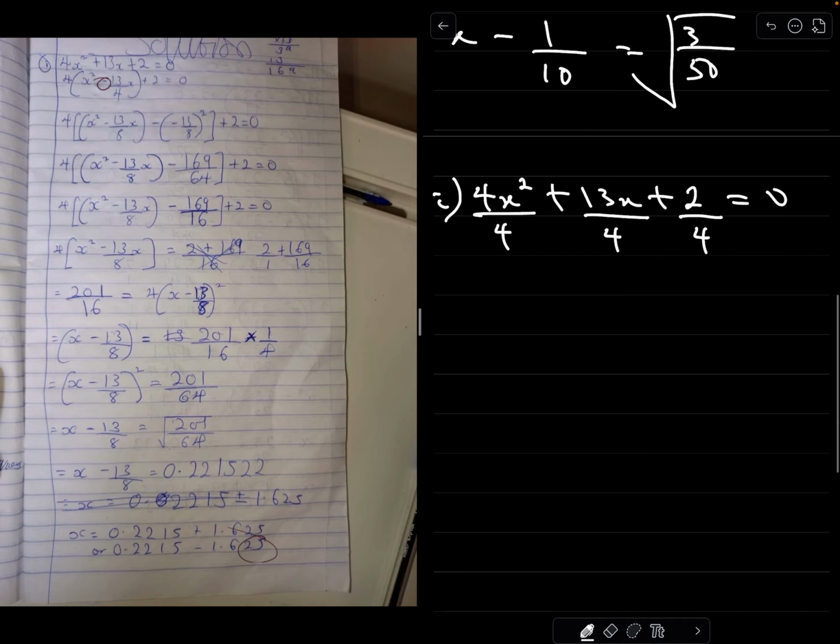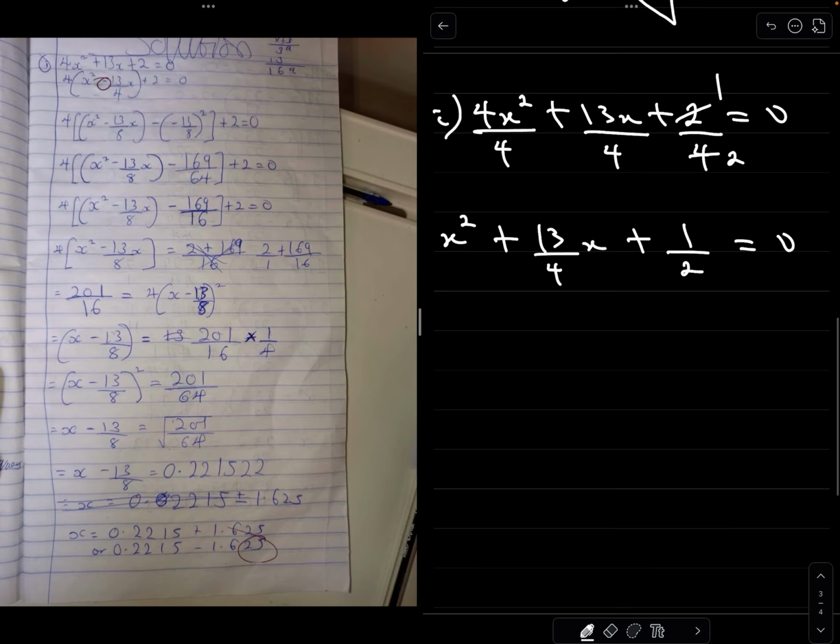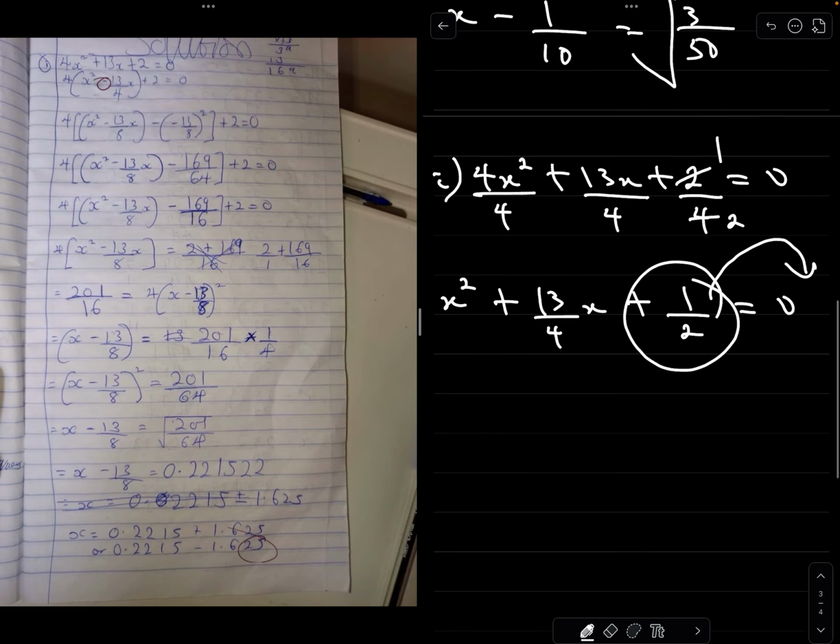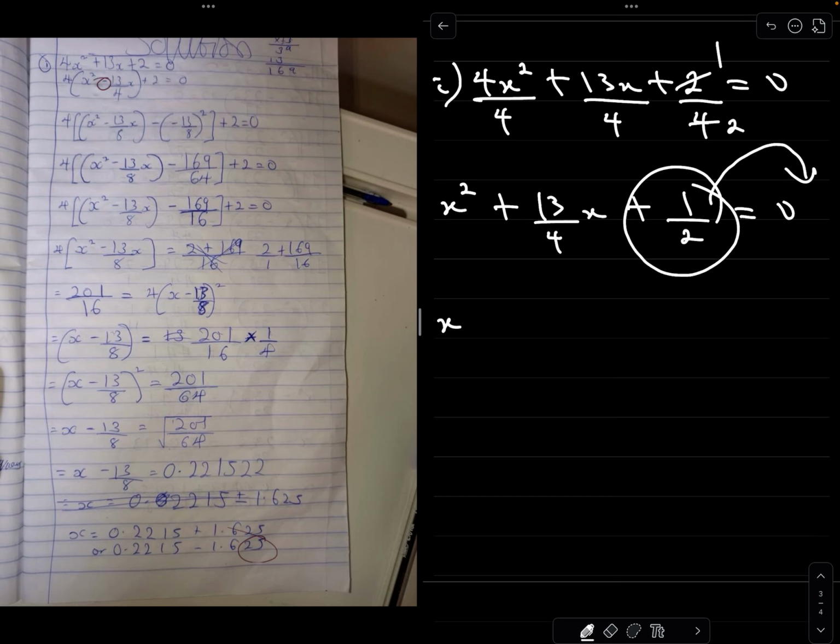Then the next step will be 4x squared divided by 4 is x squared plus, you can write this way, 13 over 4x plus 2 divided by 4 is 2 here 1, 2 here 2, and that's 1 over 2 equals 0. Now that means the next thing to do is to move the constants to the right hand side. Then we have x squared plus 13 over 4x equals minus 1 over 2.